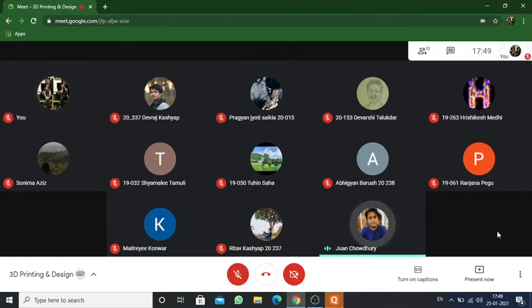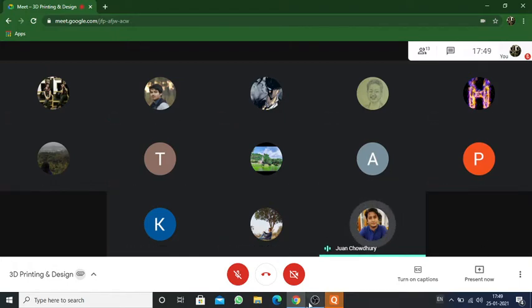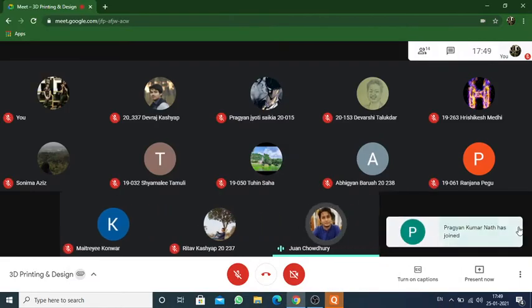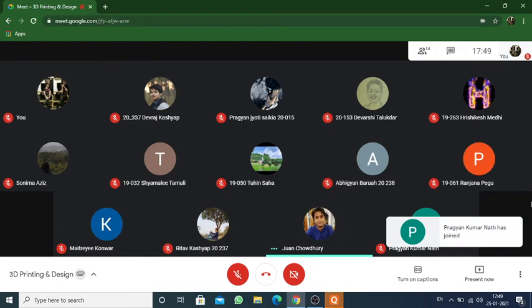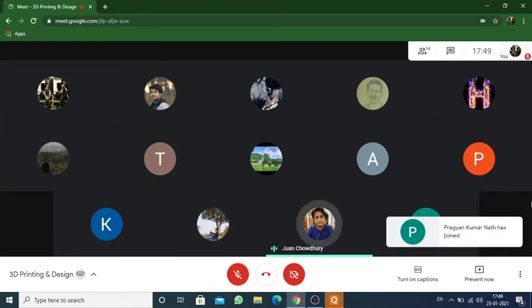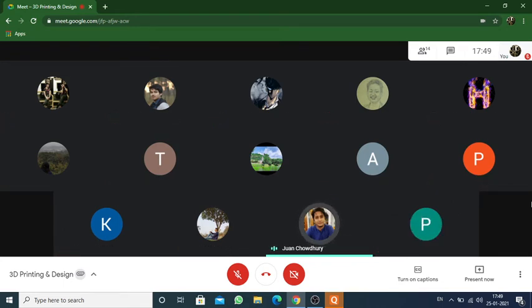Right, so we were discussing FDM based 3D printers, which you have already come across. Now we have slowly moved into SLA and then SLS. There are others furthermore, which I'll discuss.